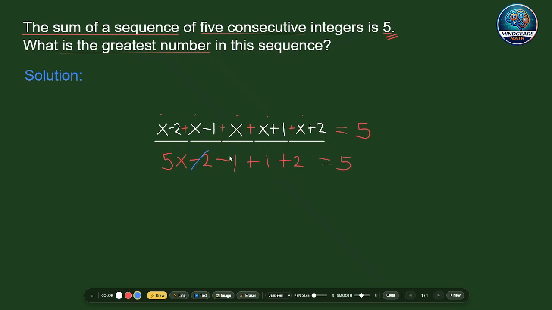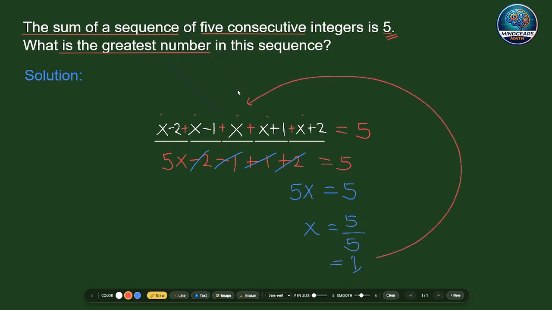When we combine the terms, the numbers cancel out perfectly, leaving us with a simple equation: 5x equals 5. Divide both sides by 5, and we get x equals 1. So the middle number is 1.